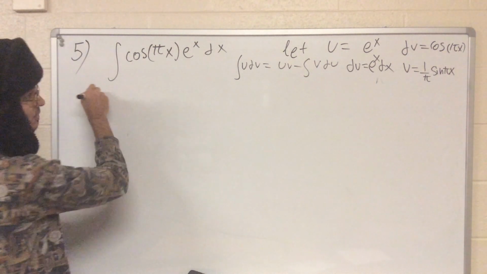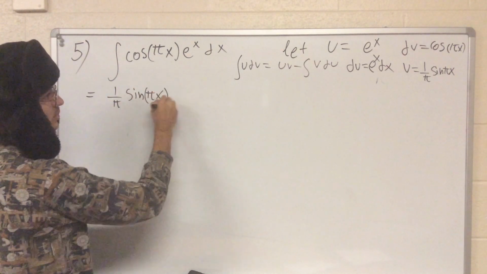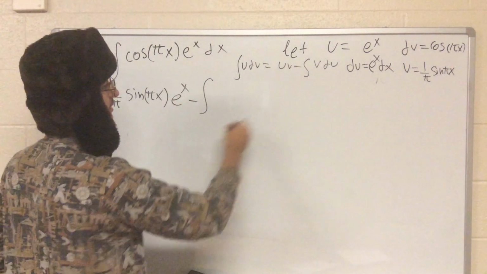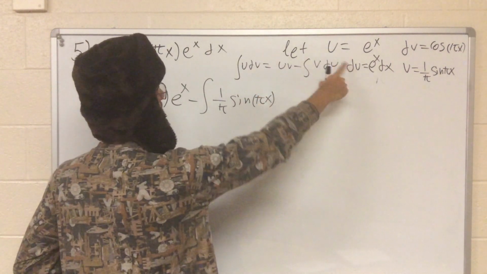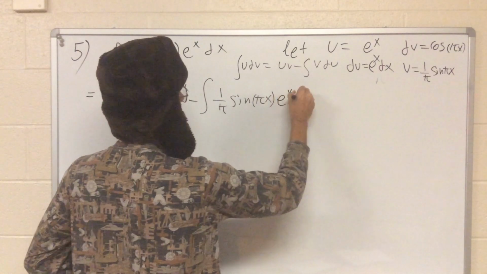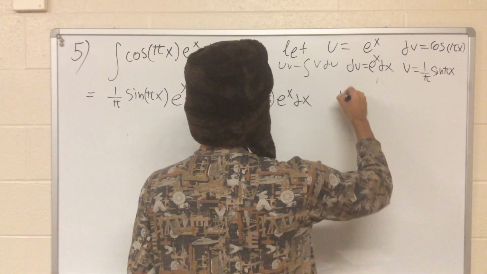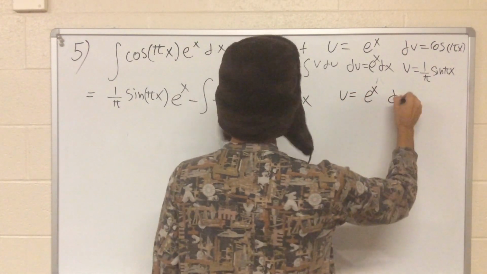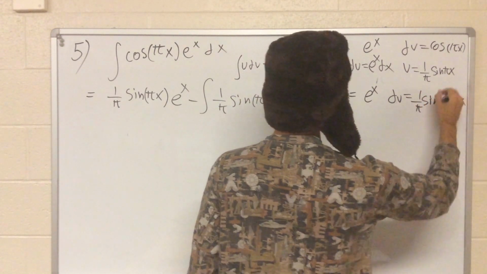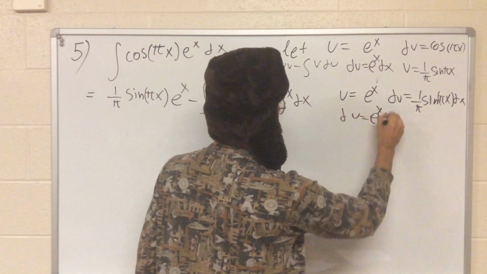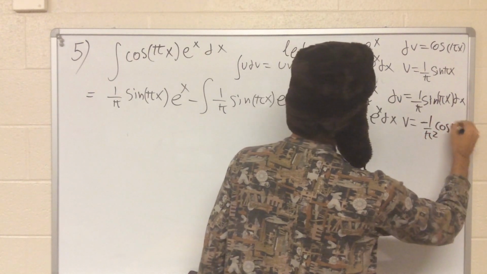Okay, so let's find what the integral of cosine pi x e to the x dx is. In this case, that's going to be equal to uv, which will be 1 over pi sine of pi x multiplied by e to the x, minus the integral of v du, which is 1 over pi sine of pi x times e to the x dx. And we have to do another integration by parts. In this case, let u equal to e to the x again, and dv to be 1 over pi sine of pi x dx. So that du is the same as e to the x dx, and v to be negative 1 over pi squared cosine of pi x.